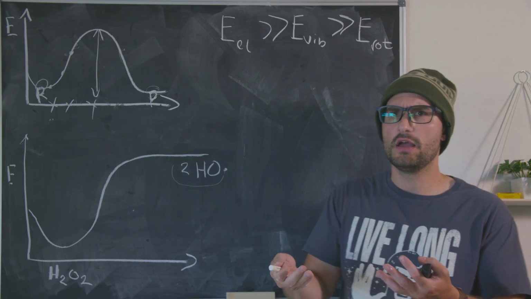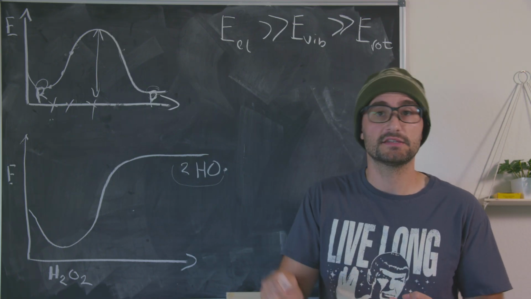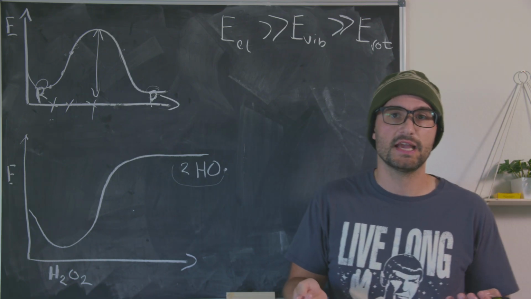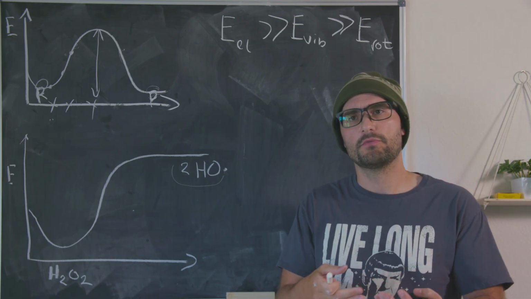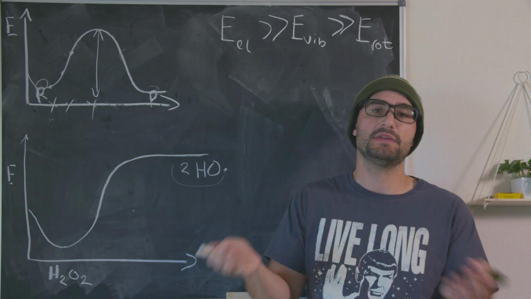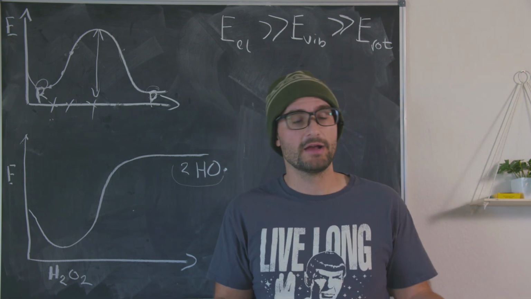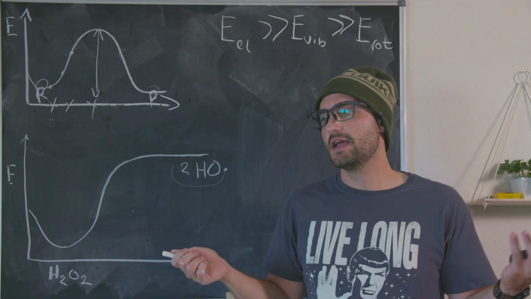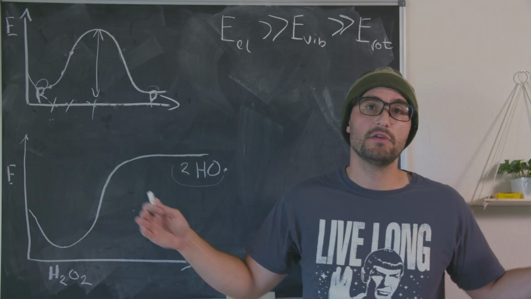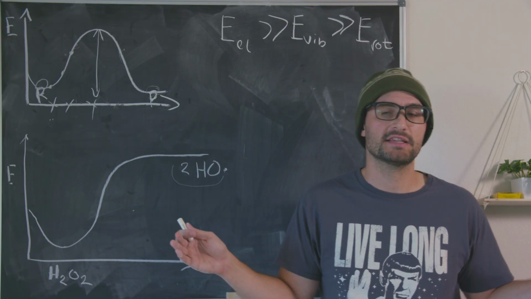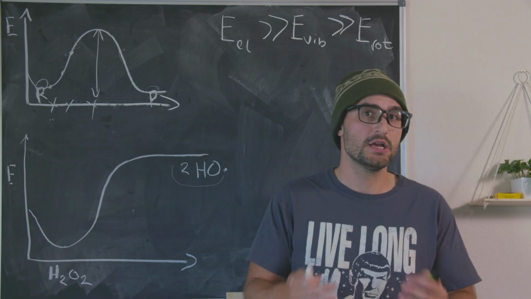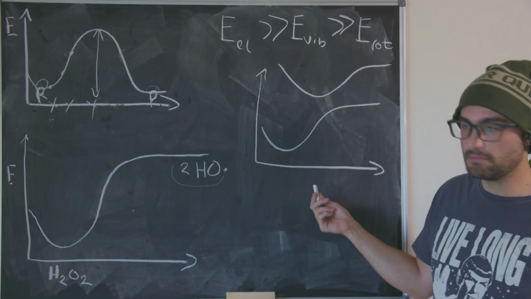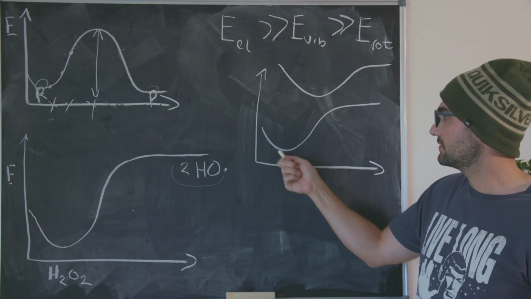But we can also compute higher states, right? We can compute excited states, that is energies that are larger than the lowest energy, which is the ground state. And within the Born-Oppenheimer approximation, those excited states behave exactly the same as the ground state. That means they depend on nuclear coordinates, and you can plot them along the same axis just like you plot the ground state.